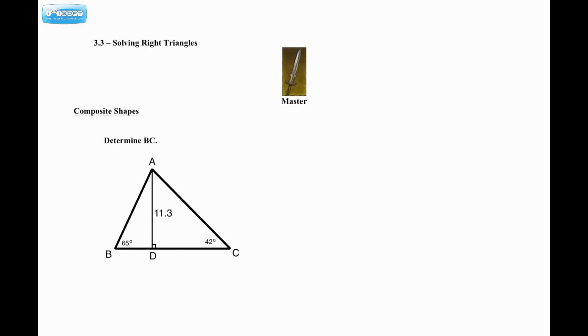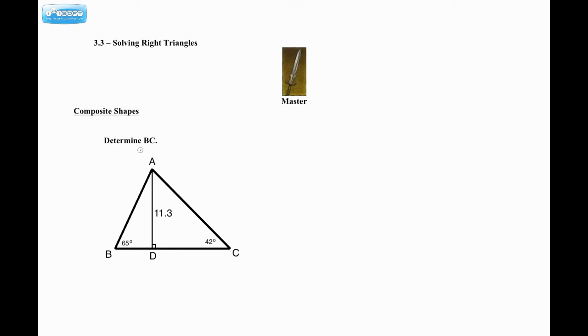Chapter 3, Section 3, Solving Right Triangles, Master Level. Composite shapes. Well, what is a composite shape? I have a large triangle here, but you can see it's been broken down into two smaller right triangles. So that's all that means. It's just you have something that's made up of simpler things and you're just putting them together.